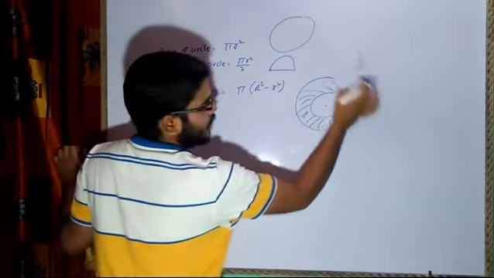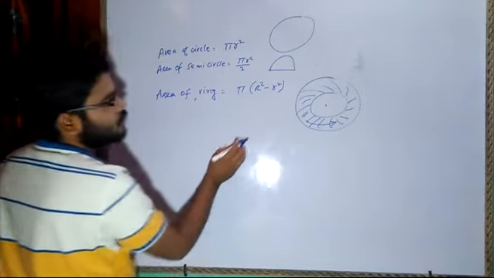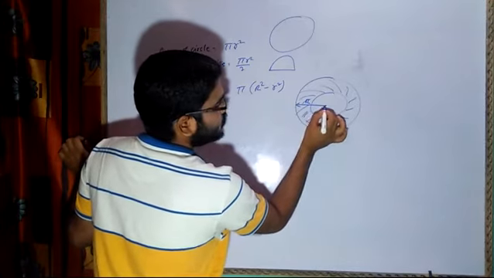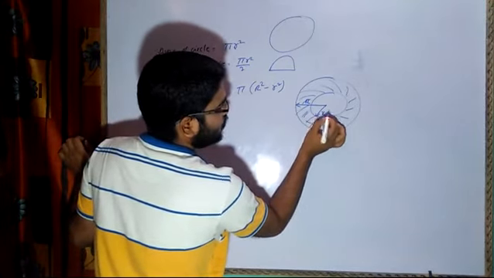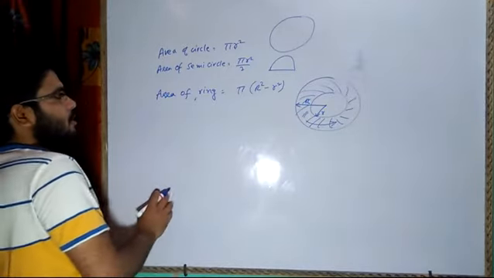So we have to find out the area of this path. This is also called as the path or ring. Area of ring is equal to capital R square minus small r square multiplied with pi. So this will be equal to small r. So this is the formula for calculating the area of a ring.